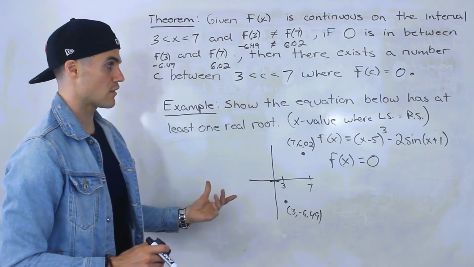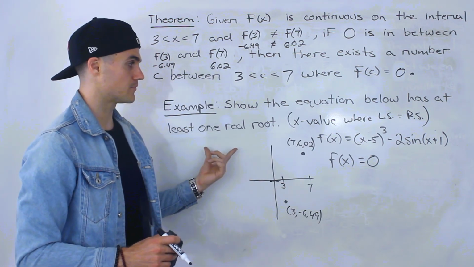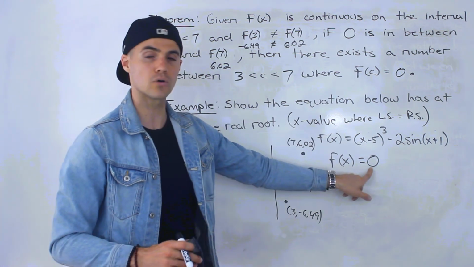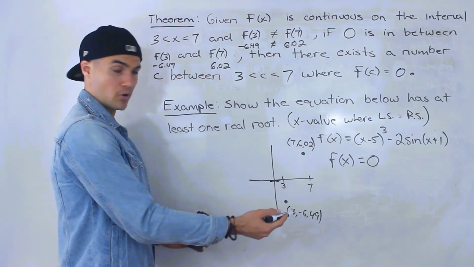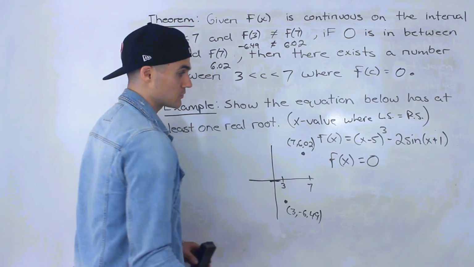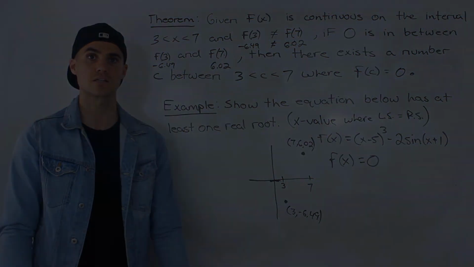We proved that that original equation is going to have at least one real root because we've proved that this function is going to equal 0 at some point. There could be multiple points, but there's going to be at least one point between 3 and 7 where it's going to equal 0. So we proved that that original equation is going to have at least one real root.